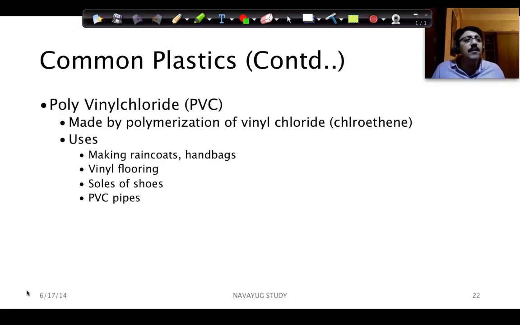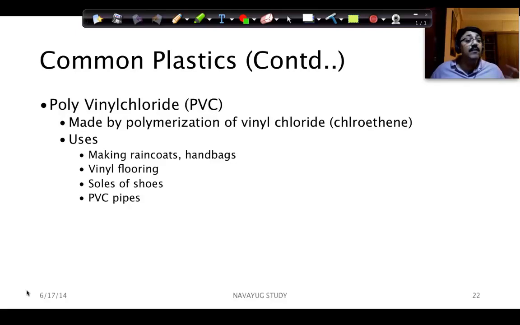The other example is the soles of shoes. There are two types of shoe soles. One uses polyvinyl chloride, the other uses rubber, vulcanized rubber. So it depends, but there are many sports shoes with soles made using polyvinyl chloride.